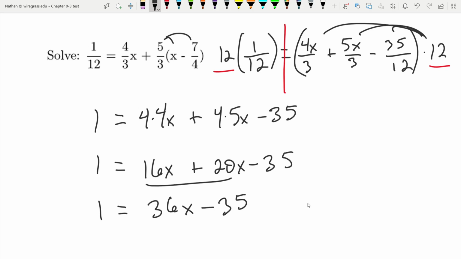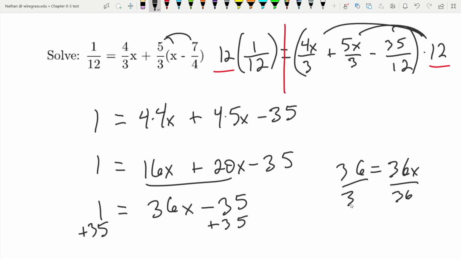And now I can solve the equation. So once again, using PEMDAS backwards, I'm going to first take care of the addition and subtraction. So I'm going to take care of this negative 35. Let's add 35 here. That's going to give me 36 equals 36x. Of course, divided by 36 gives me x equal to 1.